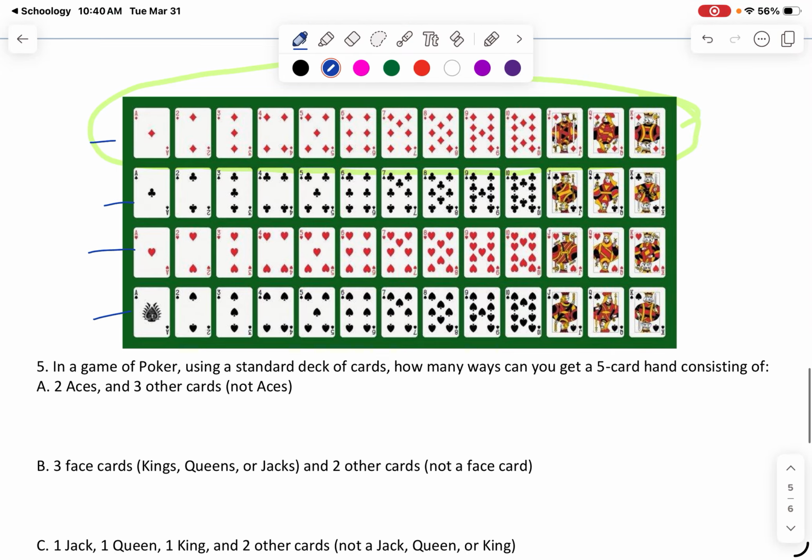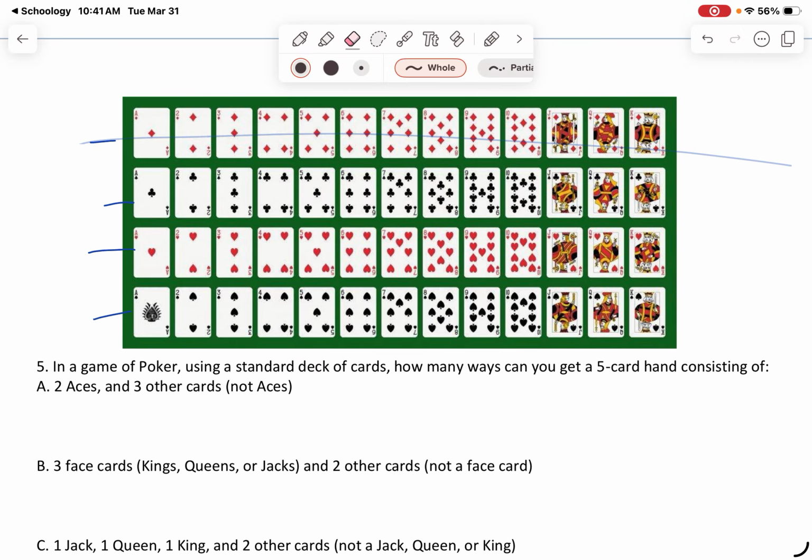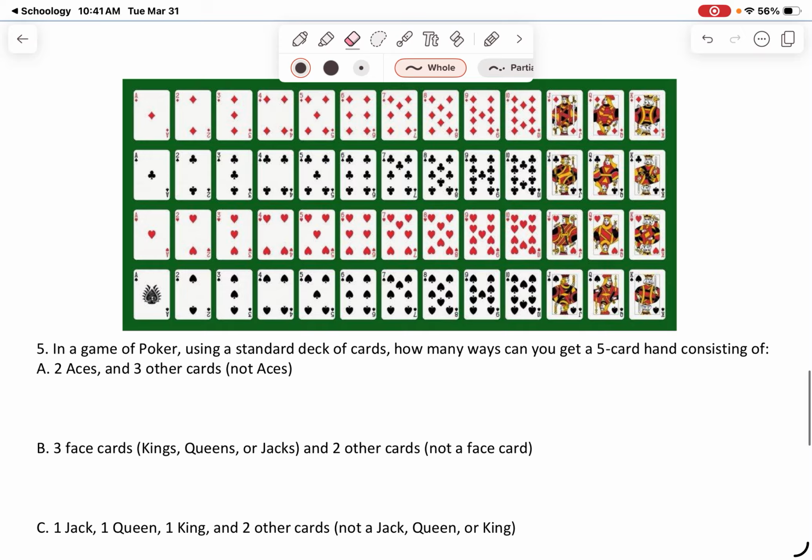Okay, let's look more at cards. If you've never looked at a deck of cards, this is what a deck of cards looks like. Once again, there are 4 different suits: diamonds, clubs, hearts, and spades.